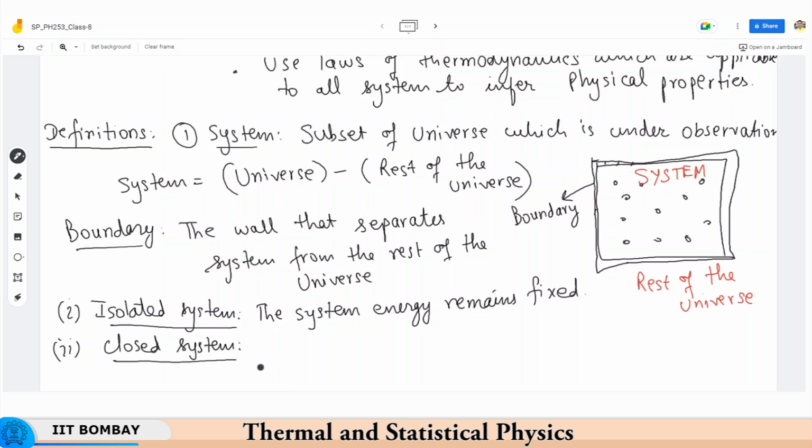A closed system is where the system can lose energy, but it cannot leak out any particles. This happens because of a sealed boundary. So this is a sealed wall, and in this case the volume remains constant. And on similar lines we can define a third thing known as an open system.